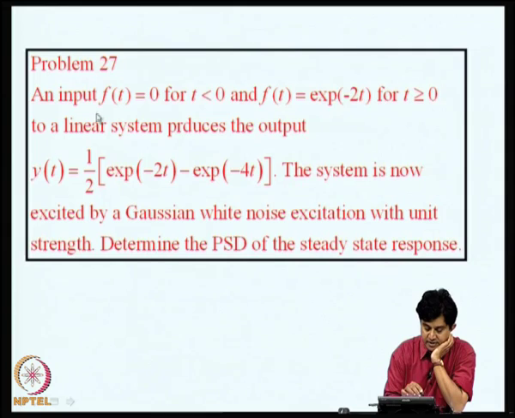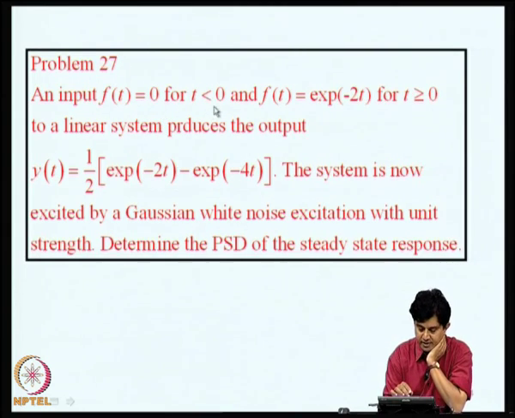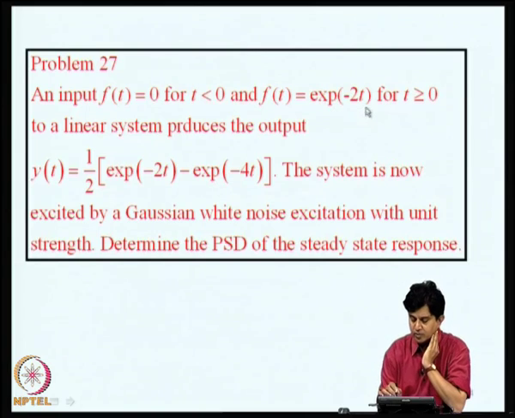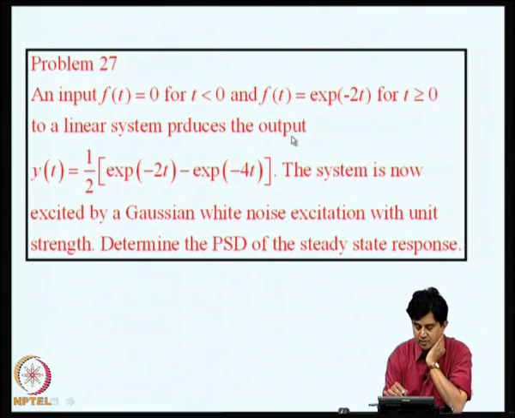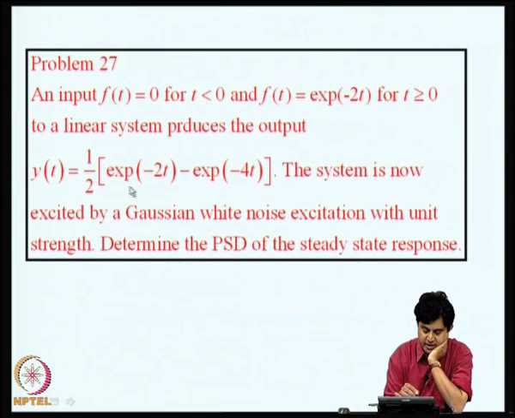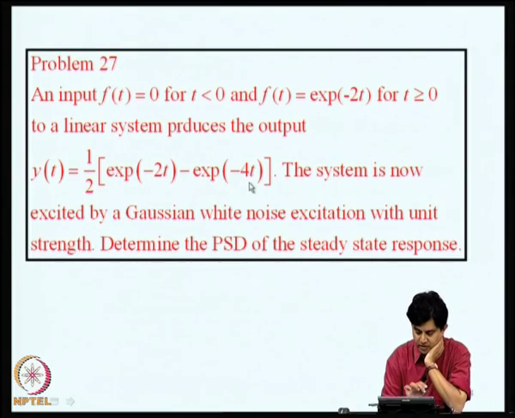Here we consider an input f of t which is 0 for t less than 0 and equal to e raised to minus 2t for t greater than or equal to 0, applied to a linear system. We have observed the output y of t is half e raised to minus 2t minus e raised to minus 4t. Given this information, the system is now excited by a Gaussian white noise excitation with unit strength. Determine the power spectral density function of the steady state response.